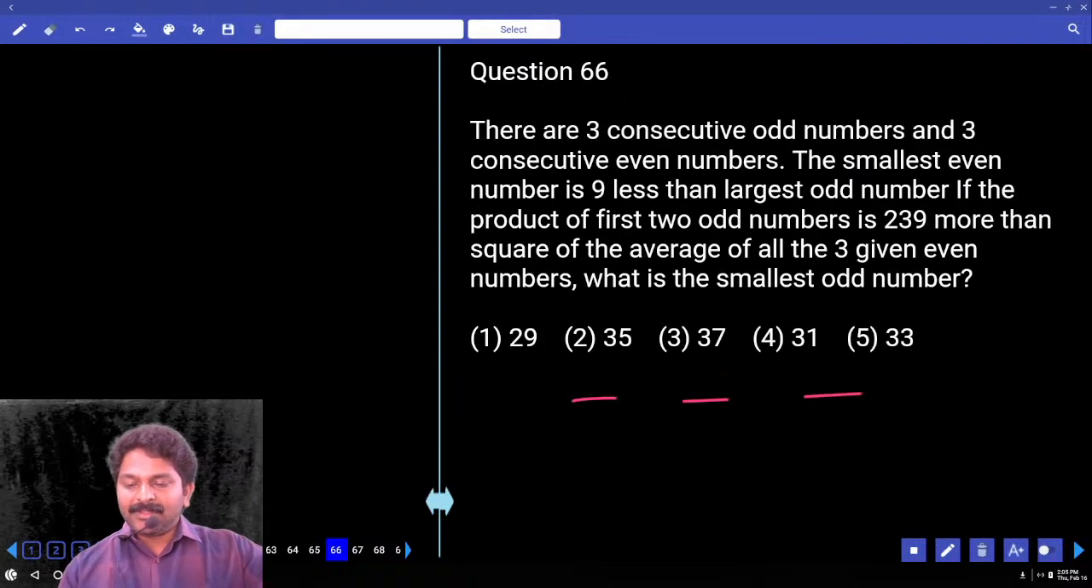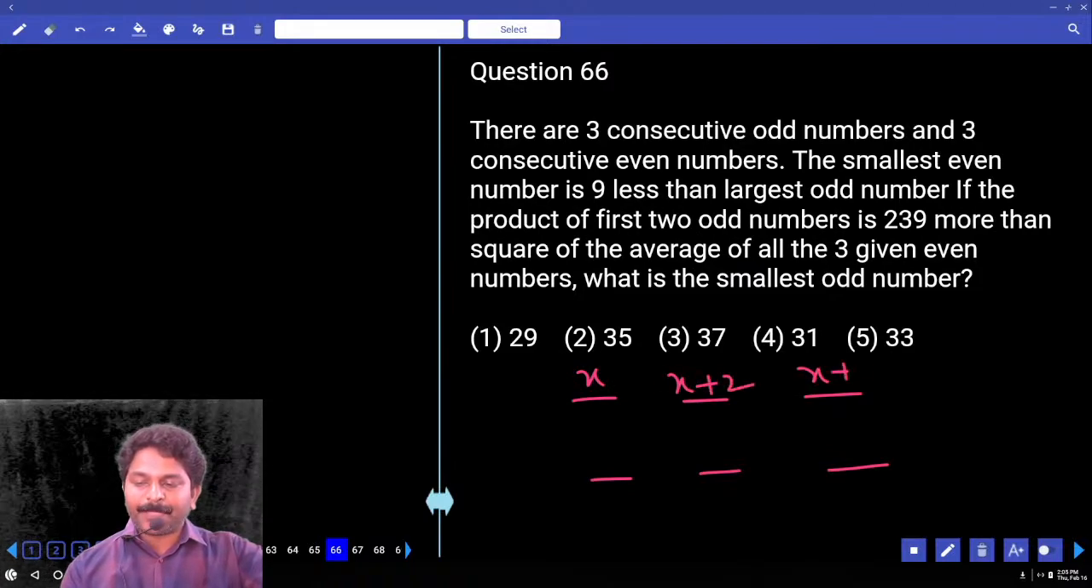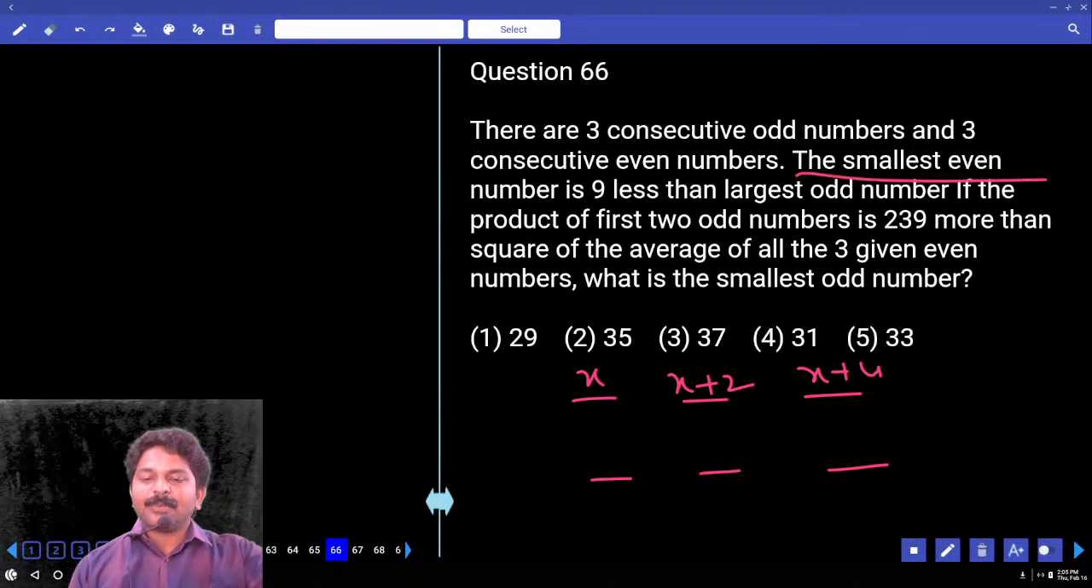Right. 3 odd numbers, 3 even numbers. Question is about smallest odd number, so I am treating it as x. Then the other becomes x plus 2 and then x plus 4. Correct? Second condition, smallest even number is 9 less than largest odd number. That means it becomes x minus 5.